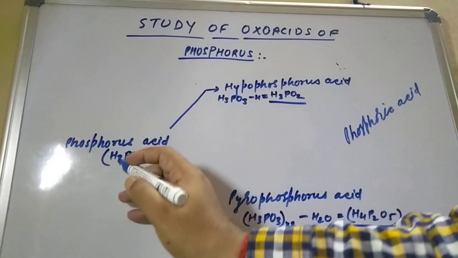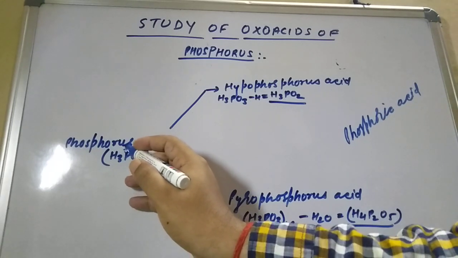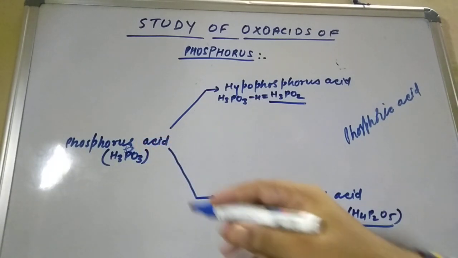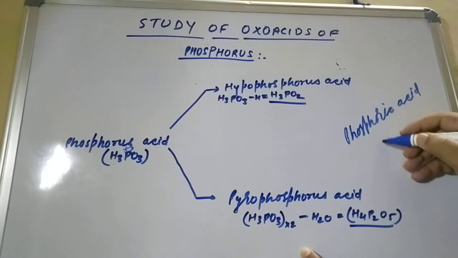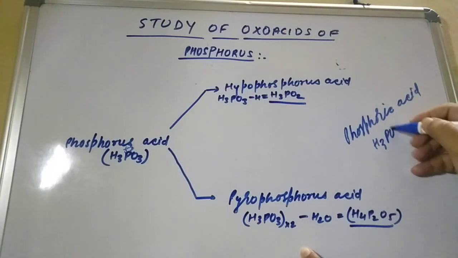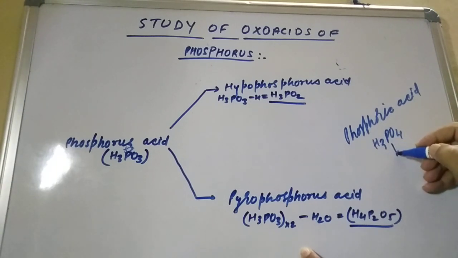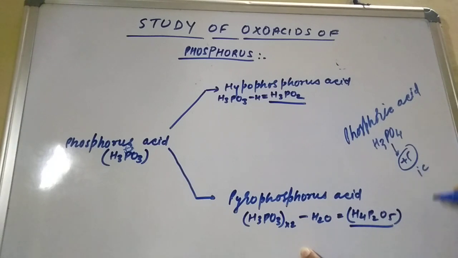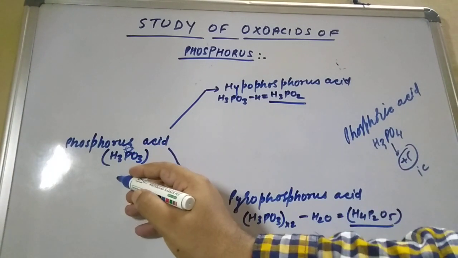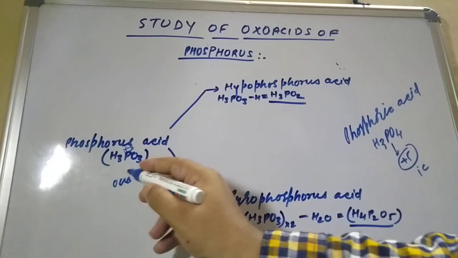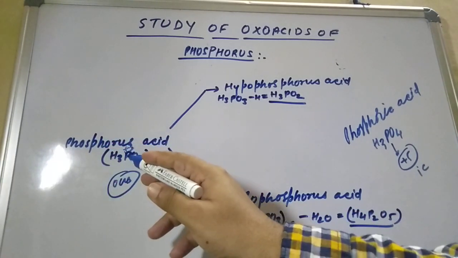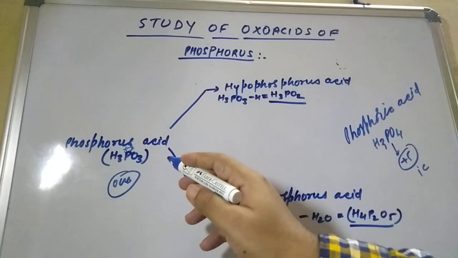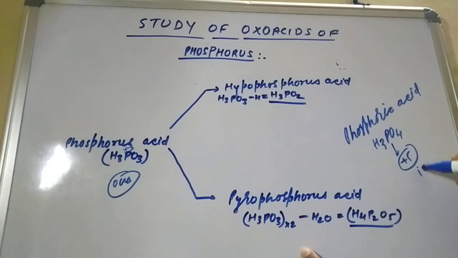Phosphorus acid means the +3 oxidation state. Phosphoric acid is H3PO4, where the oxidation state is +5. A higher oxidation state means -ic, and a lower oxidation state means -ous. So this becomes clear: +3 is lower, so phosphorus acid, and the higher oxidation state means phosphoric acid.